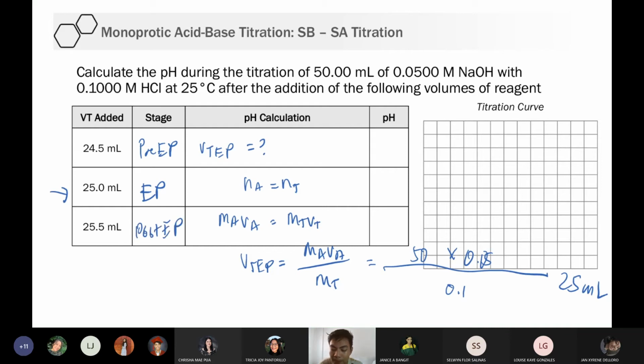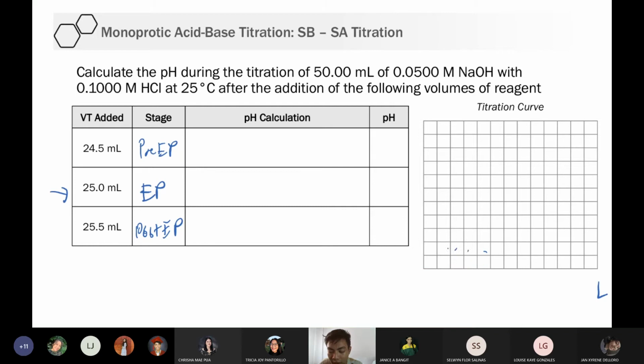Okay? Ganun ha. Alamin si VTEP. Kasi pag alam nyo na si VTEP, volume of titrant at equivalence point, you can now assign stages to different volumes. And since alam mo na yung stages, there is a corresponding equation for that. Okay? So, let's solve.